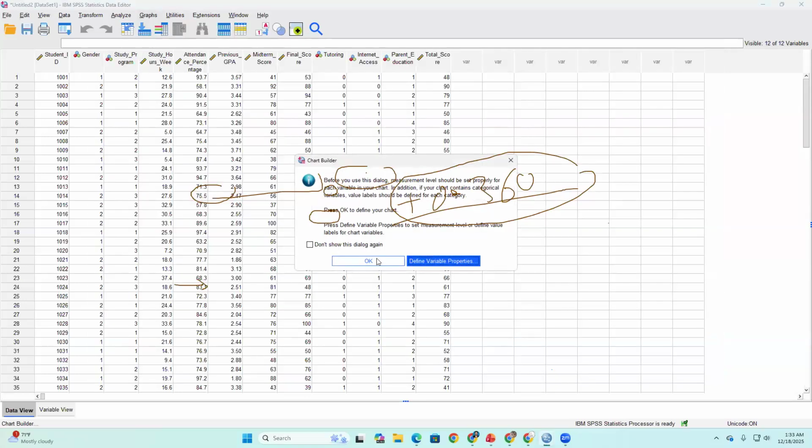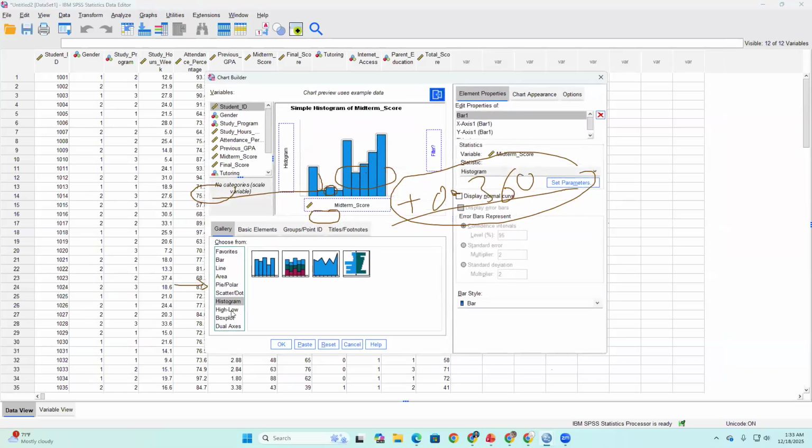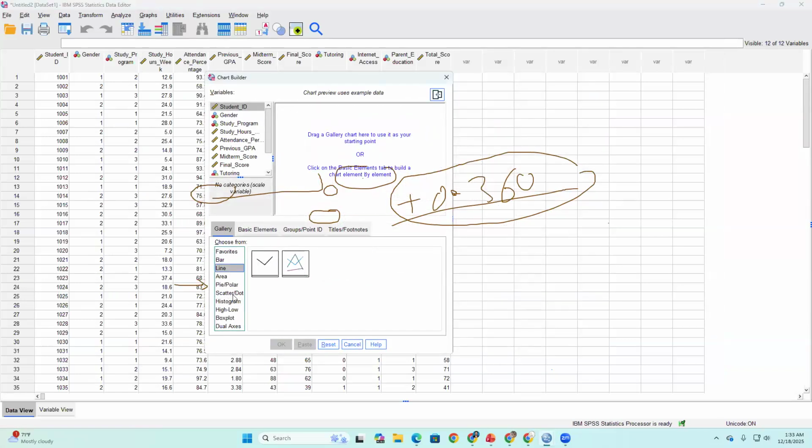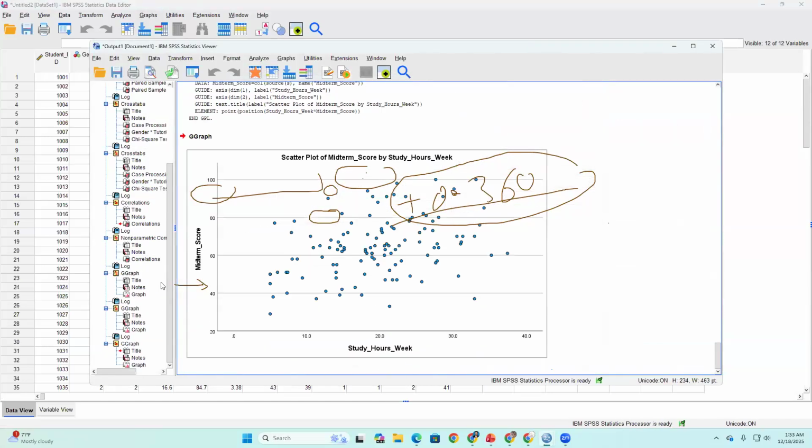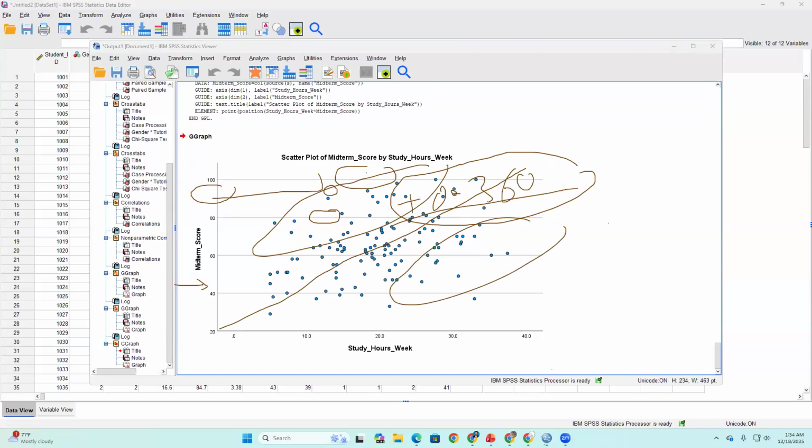Graph chart builder. Okay, correlation analysis. We can reset it and set a scatter and dot plot. So we have study hours on one axis and midterm score on the other. We can see in the graph that the values of the data are spread. If you draw a line of best fit, all the points won't be on the line. We cannot construct a line, so points are deviated. It's weak positive.